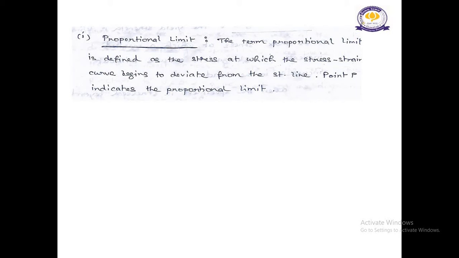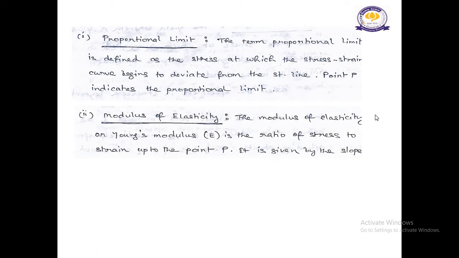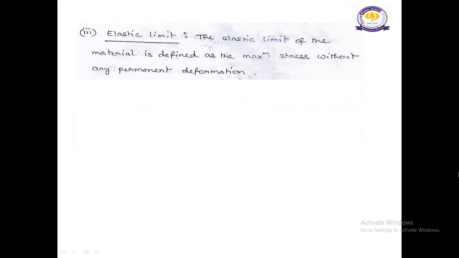So let's give the definitions. As I have already mentioned, the proportional limit is defined as the stress at which the stress-strain curve begins to deviate from the straight line. Point P indicates the proportional limit. Next, modulus of elasticity, which I have also explained. Number 3 is elastic limit.